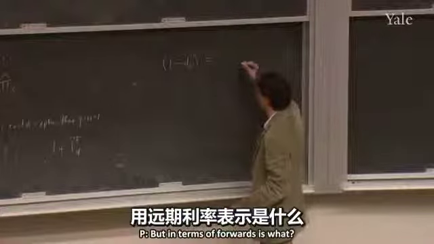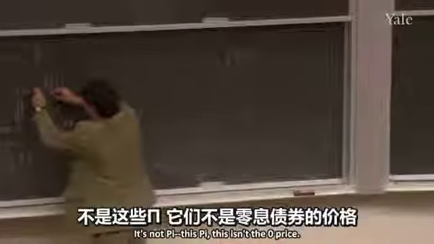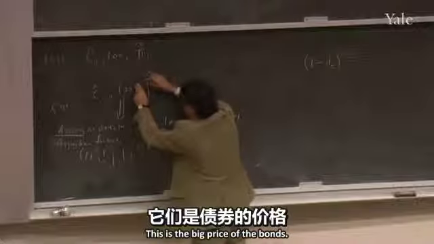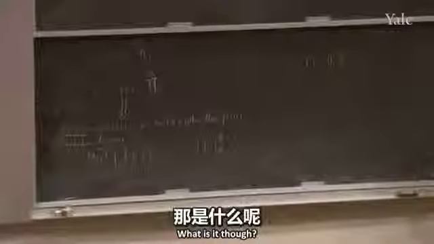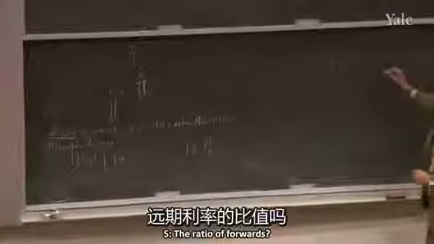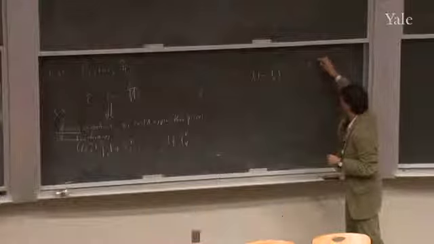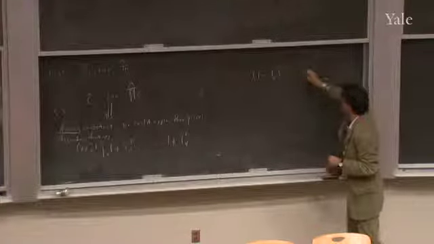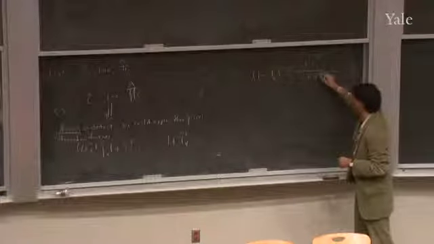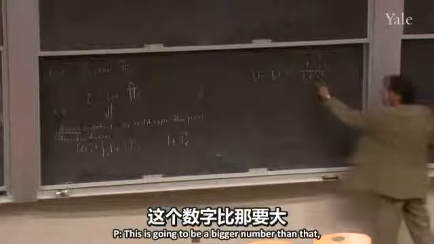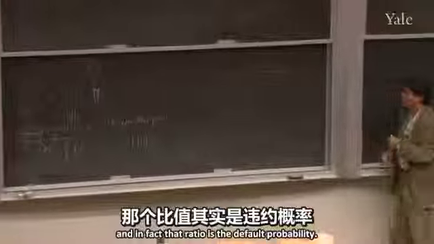Okay, but in terms of forwards, what is it? It's not pi. This pi isn't the zero price, this is the big price of the bonds. So it's not pi hat t over pi t. What is it, though? Okay, this is going to be a bigger number than that. And in fact, that ratio is the default probability.